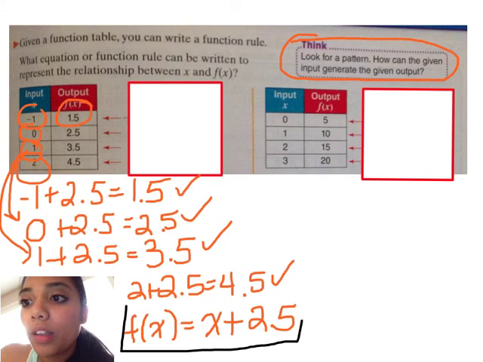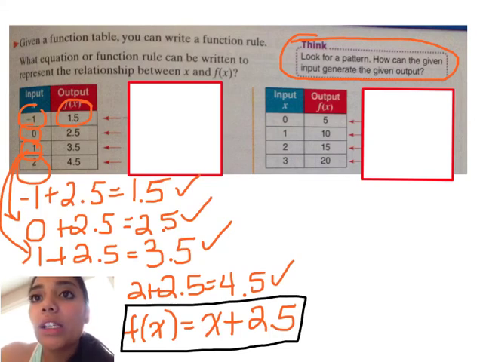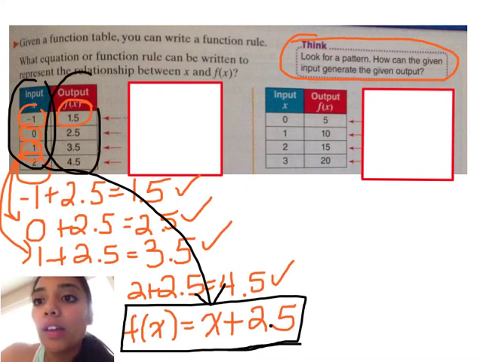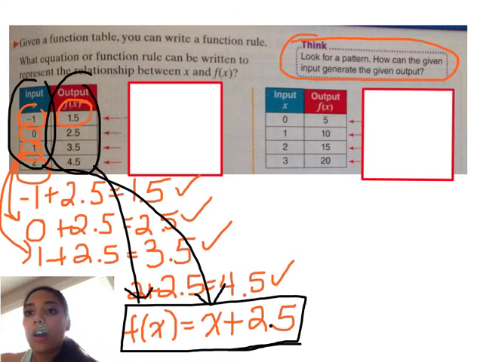So the pattern is if I do my input, which is x, I add 2.5, that's how I have plus 2.5, 2 and 5/10, will equal f of x, and that's why I have f of x. And that is how you write a function rule.